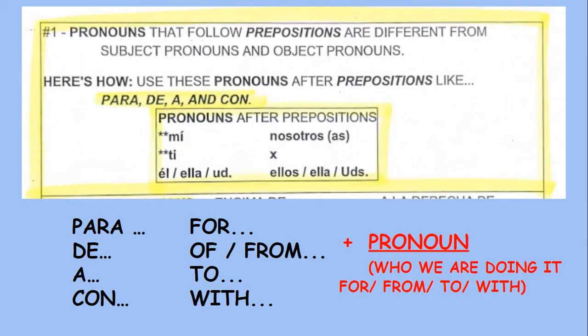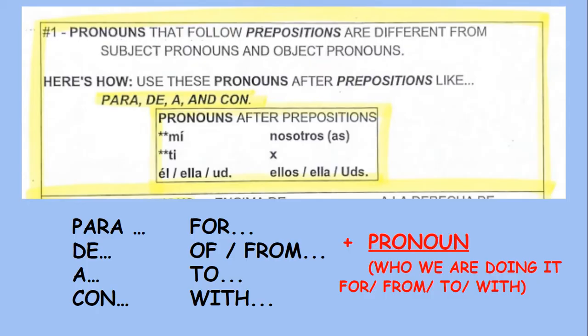Yes, it's on the board. Con means with. It's on the board still. So the pronouns that follow these are mí, ti. So para mí, para ti, para él. The only ones that are changing are the I and the you. The rest of them are just regular subject pronouns. Like para mí, or de mí, or a mí, or conmigo. We'll talk about that. Or we could say para nosotros, or de nosotros, or a ellos, or con ellos.